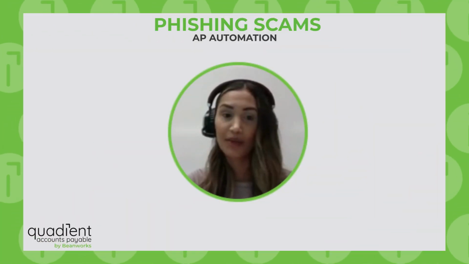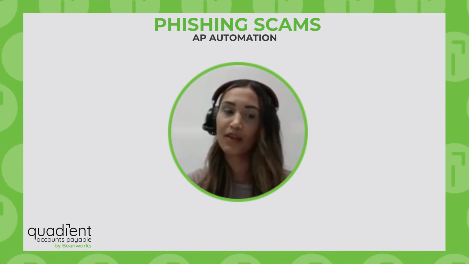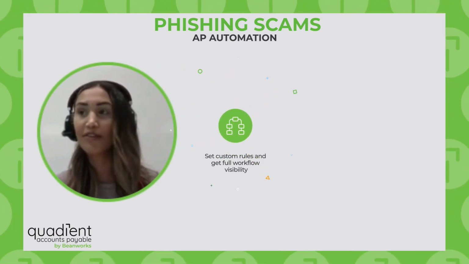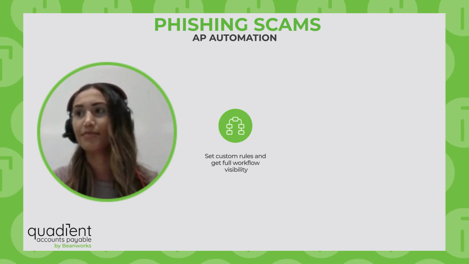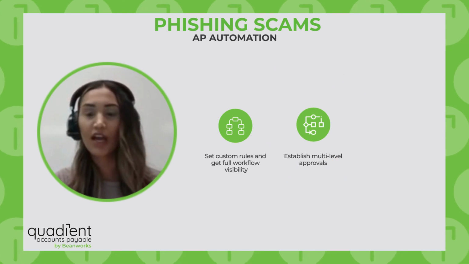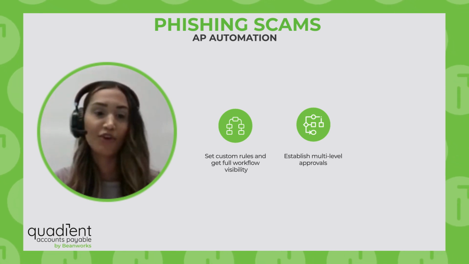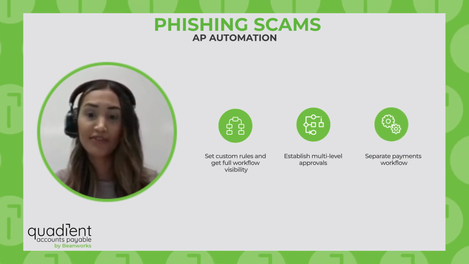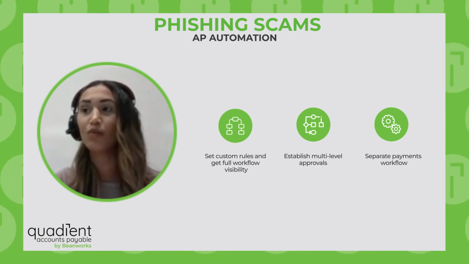AP automation can help establish processes that reduce your vulnerability to phishing attacks. So with AP automation solutions, we let you set custom rules so you can automate and view every step of your team's AP workflow so nothing slips through undetected. With AP automation, you can easily establish multi-level approval channels and route approvals to the right team member at the right time. And of course, AP automation solutions allow you to establish a separate payments workflow, effectively another approval channel that allows you to easily verify which invoices have been paid and which haven't.